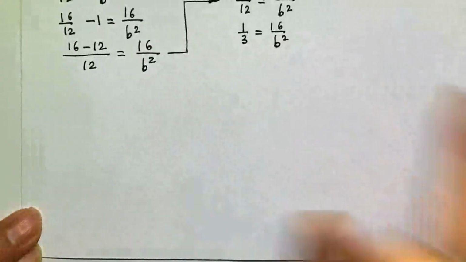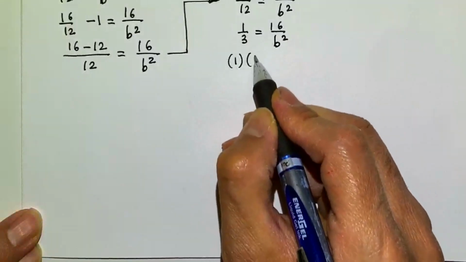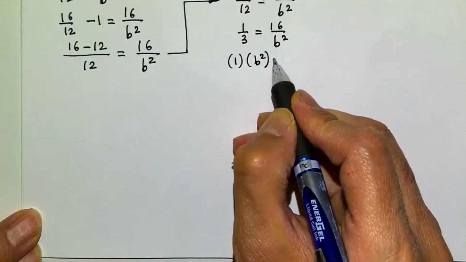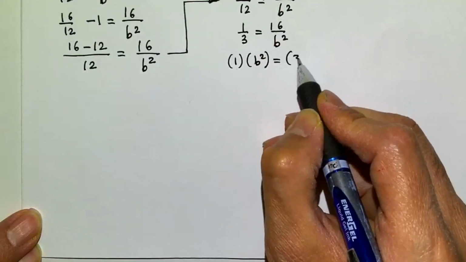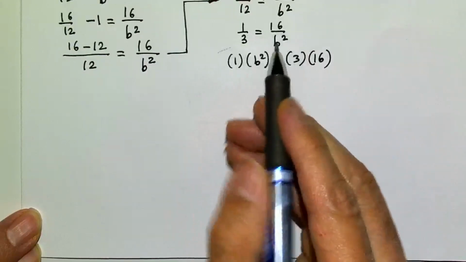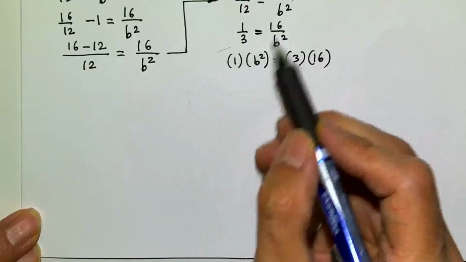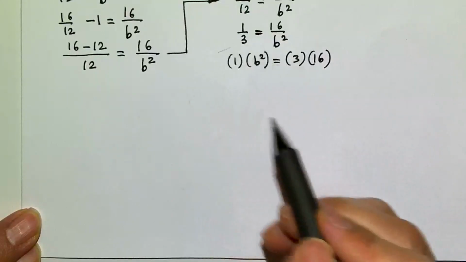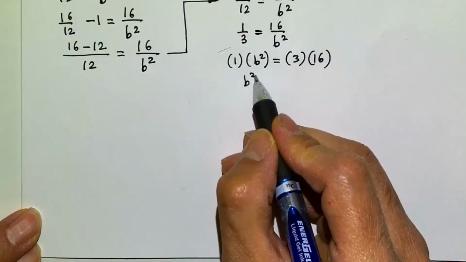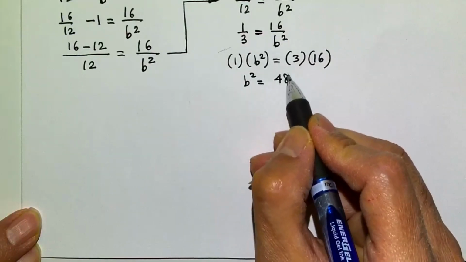And then if we cross multiply, right, 1 times b squared equals 3 times 16, right? Just cross multiply because we have an equality symbol in the middle. We can easily do that. We have one fraction on this side, one fraction on that side. Cross multiply, what do we get? We get b squared equals 48.